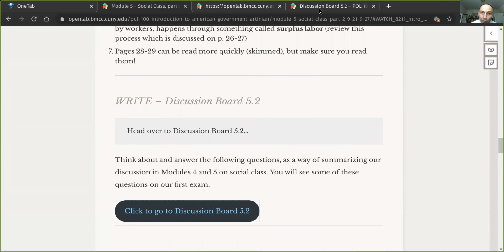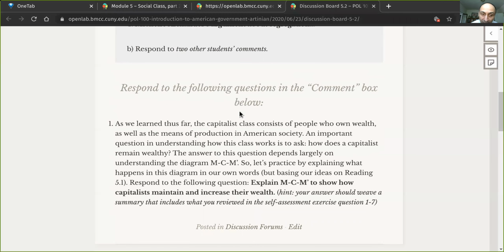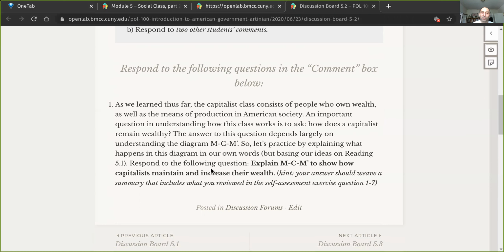Discussion board 5.2 is the last thing in this first part of the lesson. Respond to the following question. It's a kind of big question, which is, I'm encouraging you to bring together everything that you studied and reviewed in the self-assessment for this reading, questions 1 through 7, into your comments in this discussion board. As we learned thus far, the capitalist class consists of people who own wealth, as well as the means of production. So now I'm assuming we all know what these words mean, right? So we're going to start using them in our conversation.